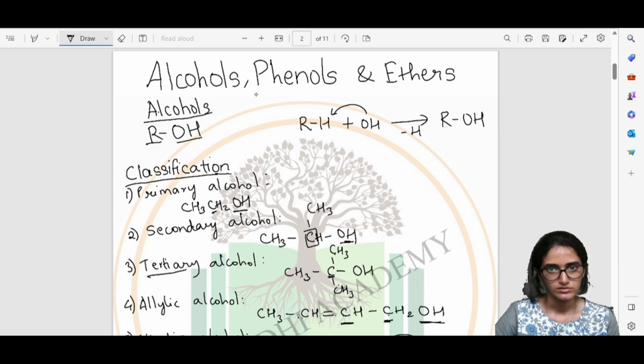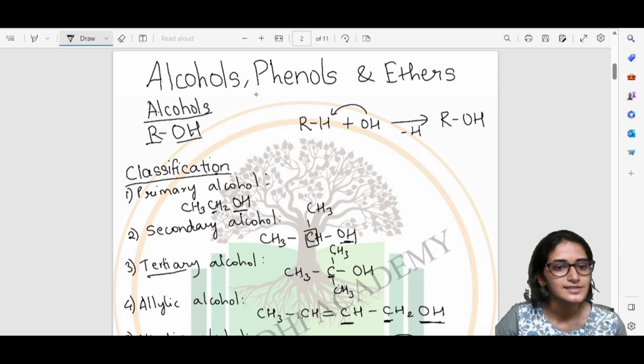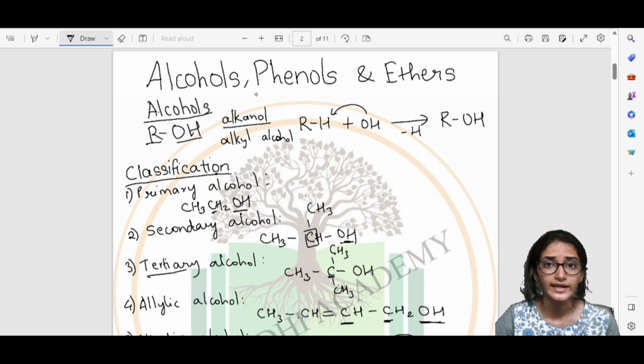ROH, we call this alcohol. So in ROH, R is the alkyl group and this is the OH group. According to IUPAC nomenclature, we give the name to this alcohol as alkanol, and according to the common name, we call it alkyl alcohol. Now since we use the secondary suffix for alcohol, all the names of alcohol will end with -ol.